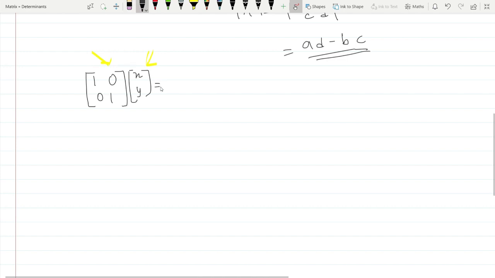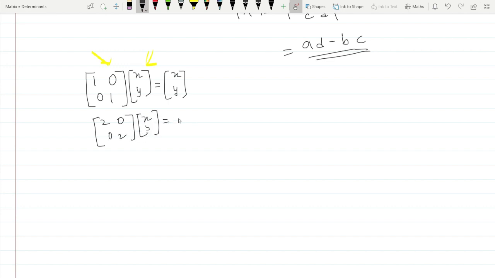As we know that if you multiply any matrix with its corresponding identity matrix, then the product is equal to the matrix itself. So there will be no change in the value of the coordinate. It will be same as earlier, x comma y. Now let us change this matrix to 2 0 0 2. Now what will happen? Obviously this will become 2x and 2y.